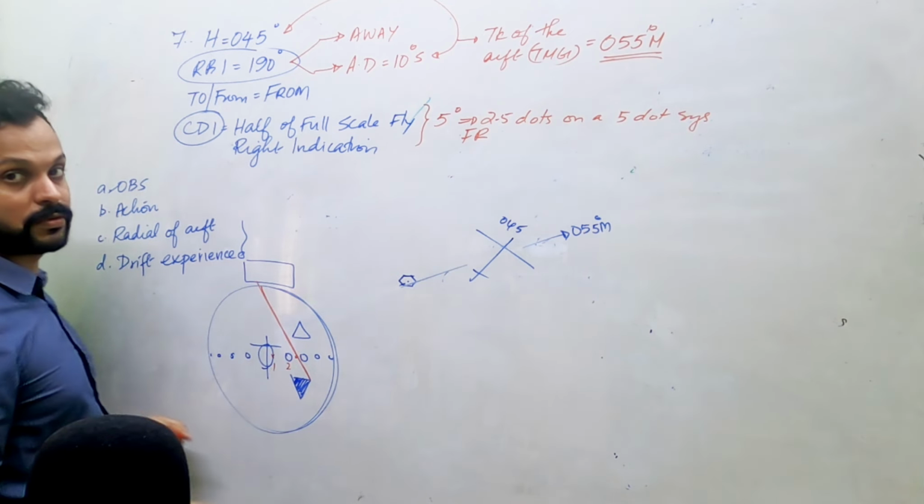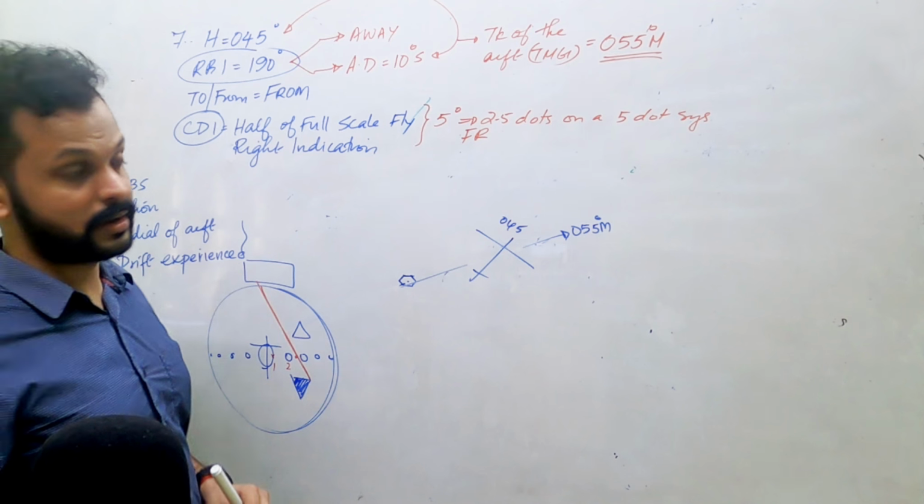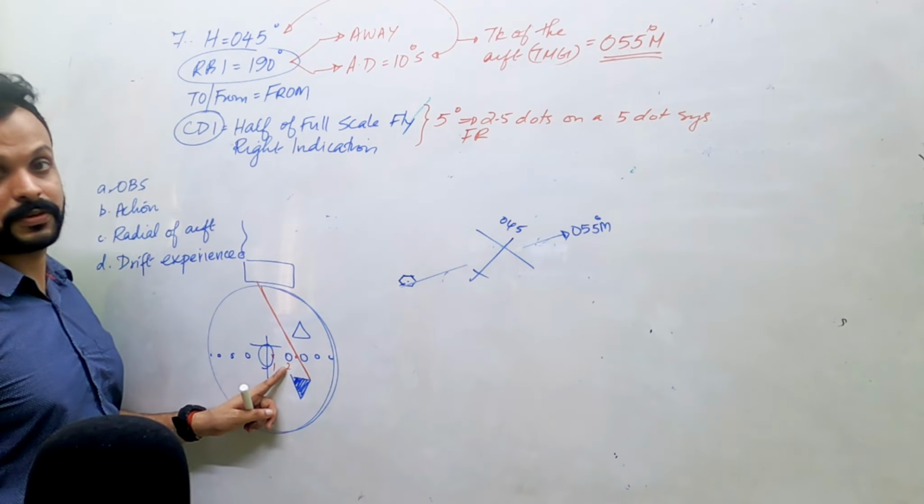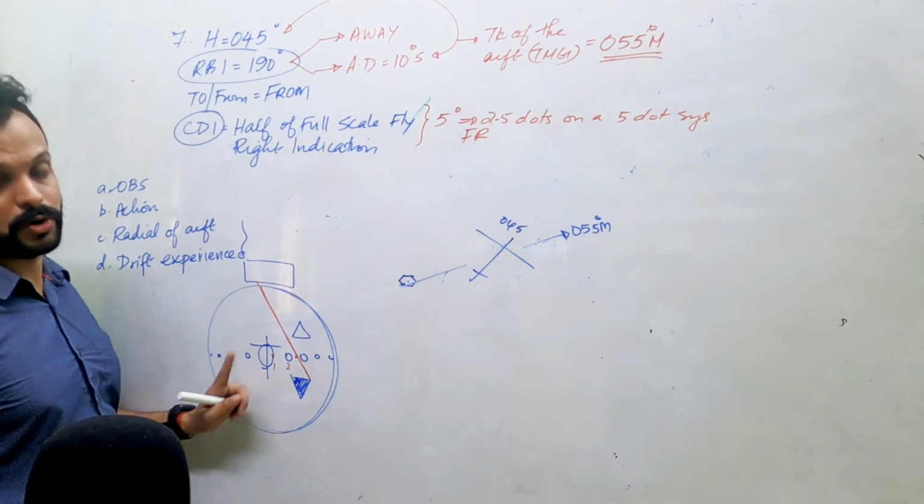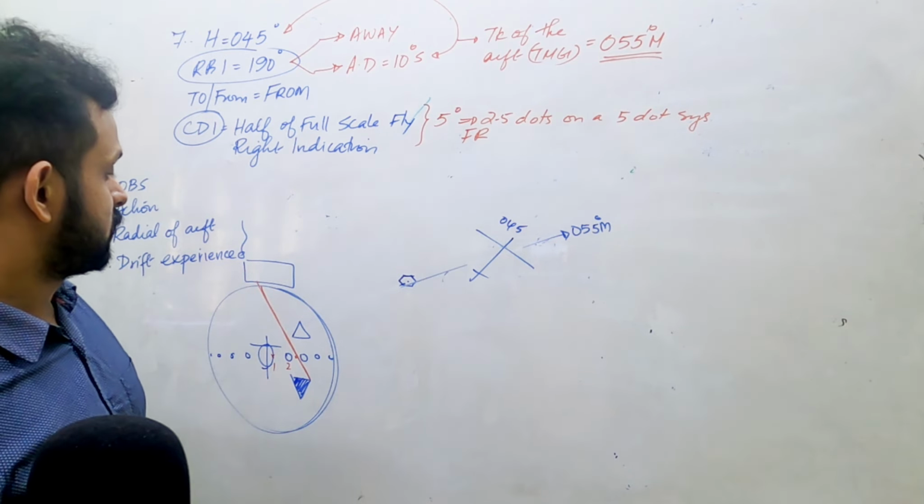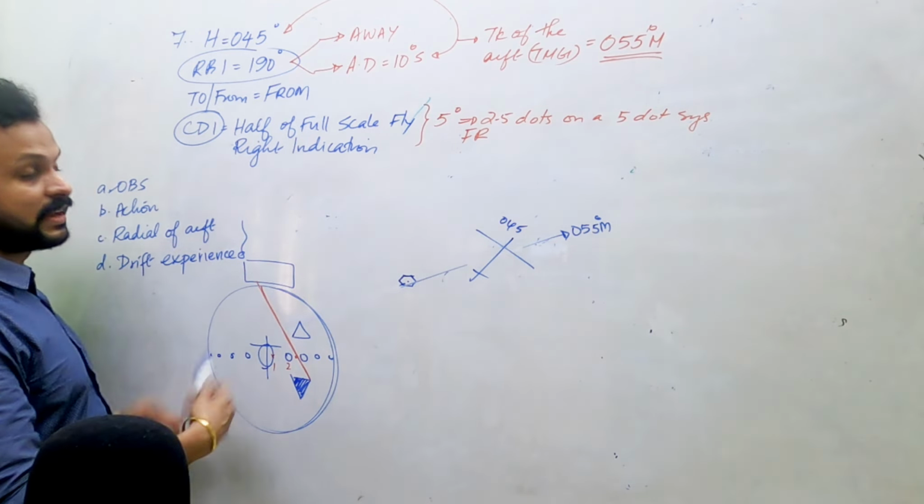So third dot, 2.5 dots, so 2.5 degrees fly right. Again, I want to re-emphasize this, do not take this as the first dot. If you take it as the first dot, you go wrong with the number of dots, right? Yes. Now, this is what the CDI is telling you.